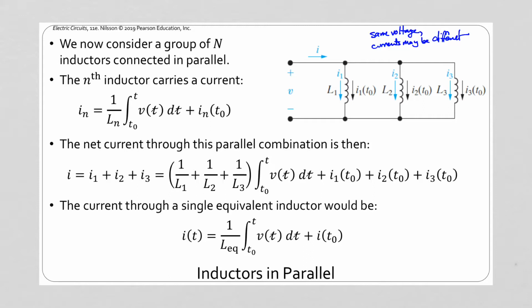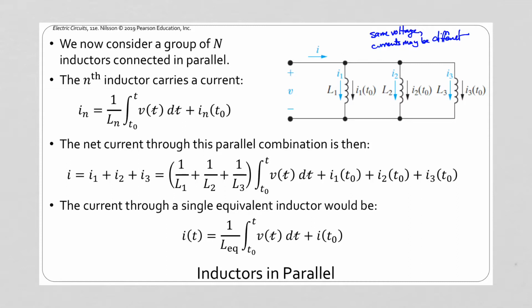If I wanted to express the total current flowing into this total system of inductors in parallel, the total current in this series of three inductors would be the current through the first one plus the current through the second plus the current through the third. That would be KCL for this incoming current.